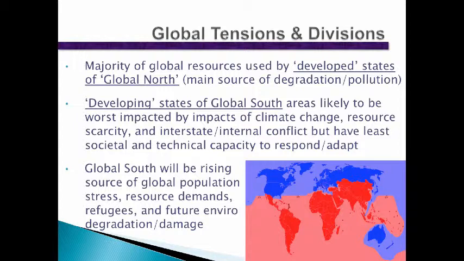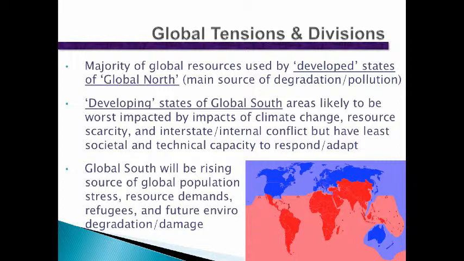Essentially, as these societies grow in population, and as that population becomes increasingly industrialized, these are going to be many of the countries around the world that take over as some of the main drawers of global resources and also some of the main sources of degradation and pollution of the environment. So, this does set the stage for some real tension between the global north and south.